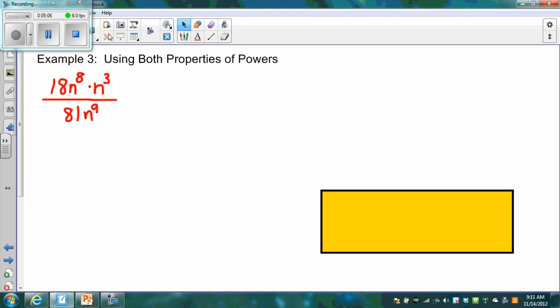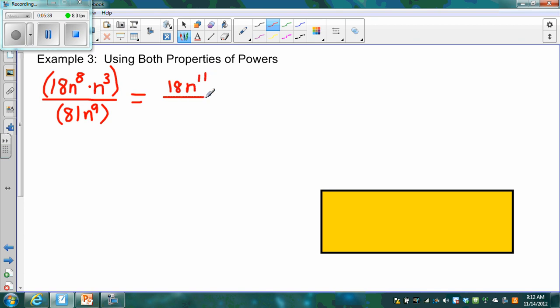The third example is, what if we have a problem where we have to use both? The first thing we want to do, as our order of operations tells us, is treat the top of the fraction as if it's in parentheses and the bottom as if it's in parentheses. First, on the top, we can use the product property. We keep the 18 because this has a 1 in front of it, n to the 8th times n to the 3rd. We'd end up with n to the 11th, still over 81 n to the 9th.